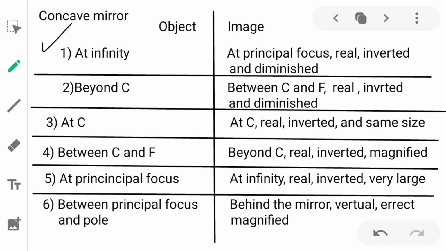Second one is when the object is beyond C. As you have all seen in the image formation, when the object is beyond C, the image is between C and F.